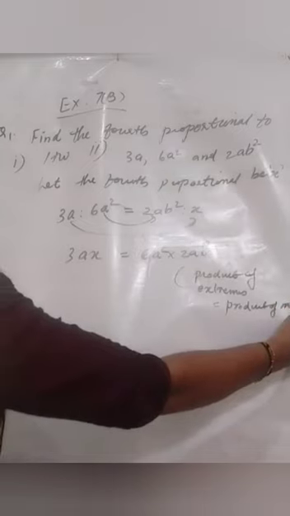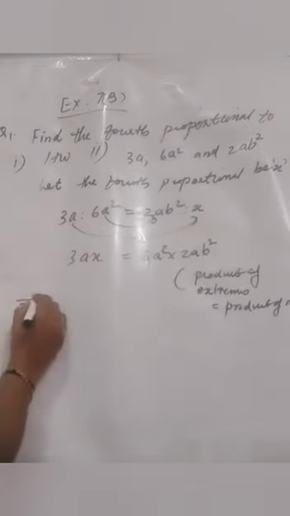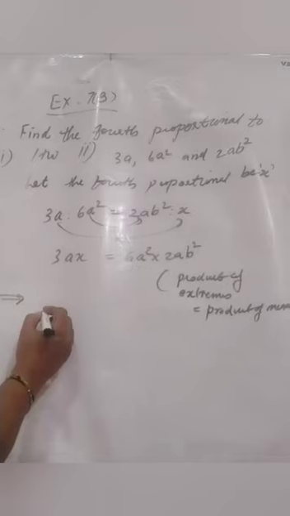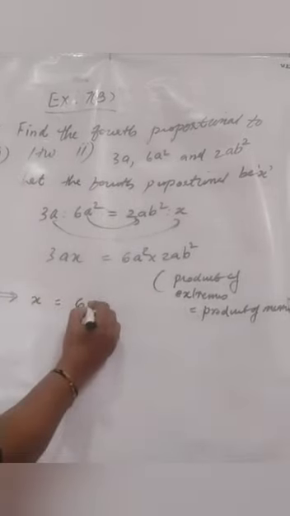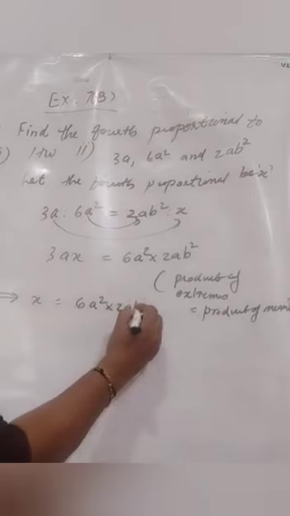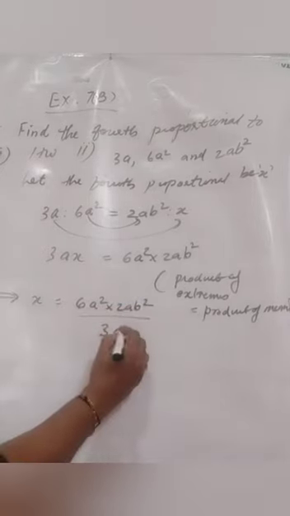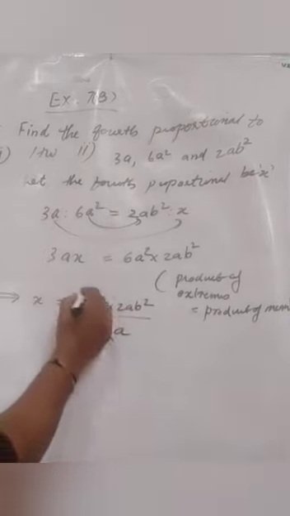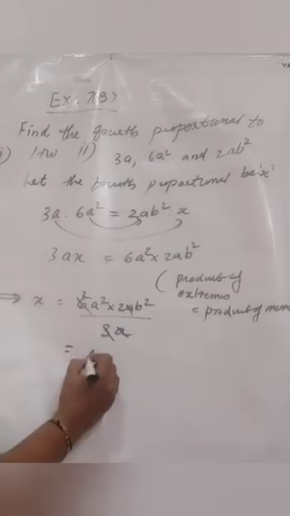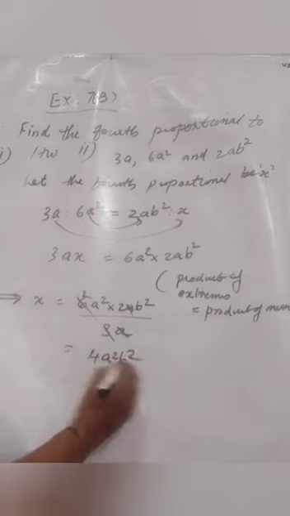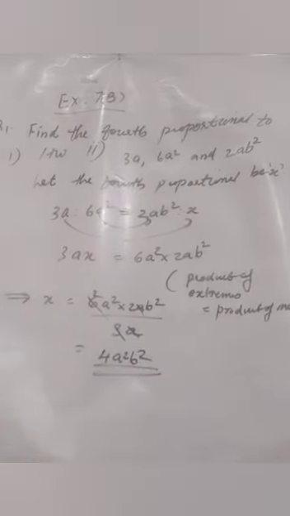Now we have to find X, no? X equal 6A square into 2AB square divided by 3A. Cancellation possible. So the result is 4A square B square. So this is the fourth proportional.